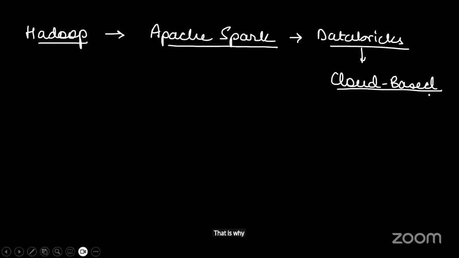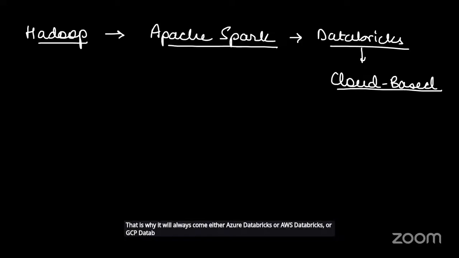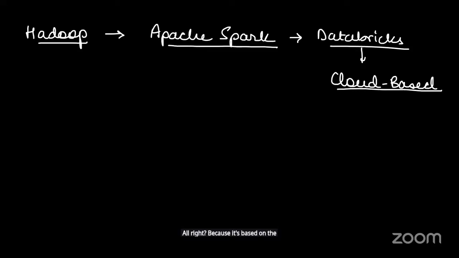That is why it will always come either as Azure Databricks or AWS Databricks or GCP Databricks. It will never be Databricks on its own, because it's based on the cloud platform. It takes the resources from the cloud platform.